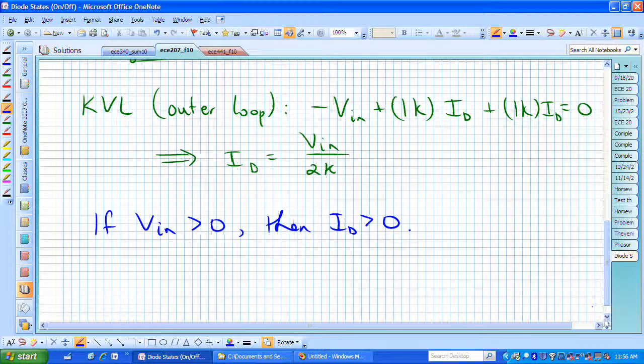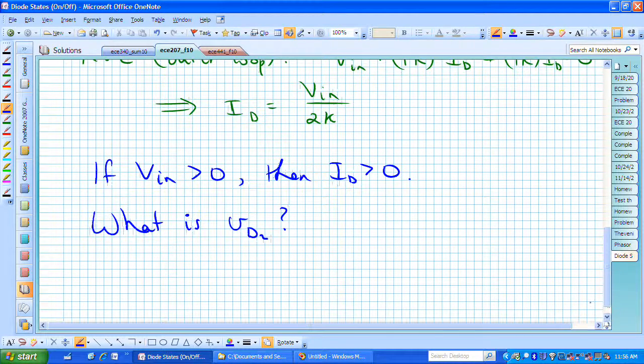Now, is it true that V sub D sub 2, or the second diode, is actually opened up? So we need to check that to see if this configuration is consistent with what's happening. So let's now find this V sub D sub 2, and if diode 2 is off, then what we're hoping to see is that V sub D sub 2 is less than 0.